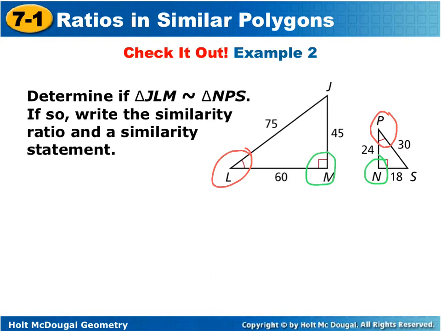And then by the third angle theorem, we know that the third angle has to be congruent also. So angle J is congruent to angle S. Now that we know that the angles are congruent, we have to find if the sides have the same ratio.